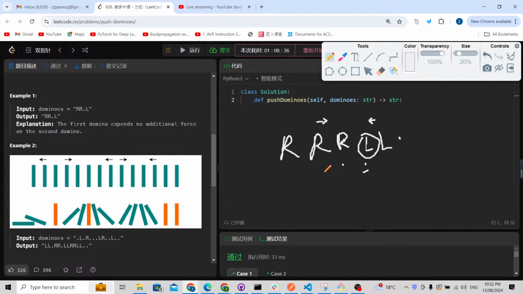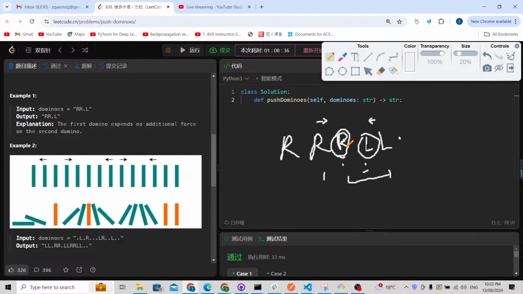And for this dot, it has a distance of 1 to the left side with this force from R, and it has a distance of 2 from the right side with this force of L. So definitely we're gonna choose the closer distance. So we're gonna choose this R, and this dot is gonna become R. If we have this kind of intuition, basically we've already solved the problem. So for each of the dots, we just need to compare whether it is closer to the L or closer to the R.